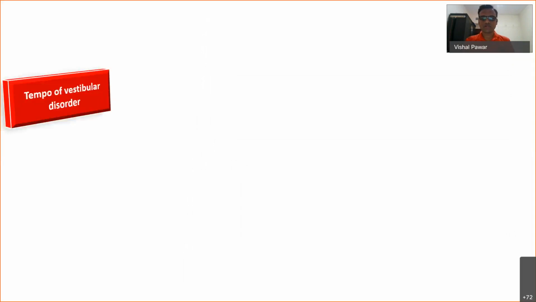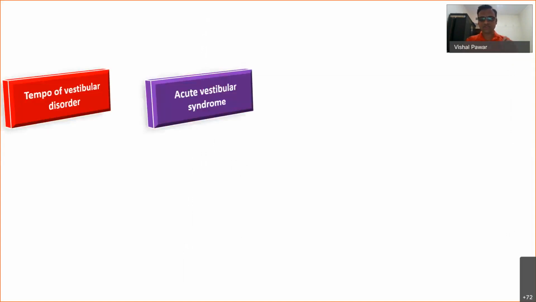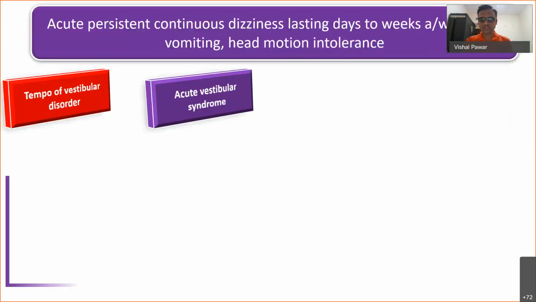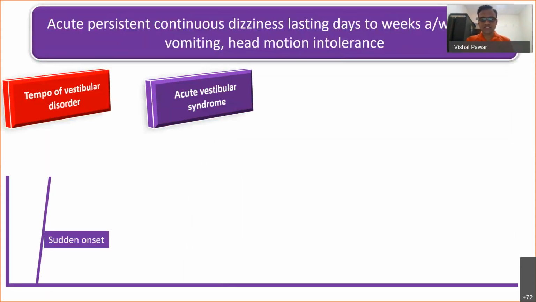We know that it's very important to know the tempo of a vestibular disorder before approaching it. There are three patterns usually seen in vestibular syndromes. One is acute vestibular syndrome, in which there is sudden onset of dizziness, which lasts for days to weeks, associated with nausea, vomiting, and head motion intolerance.